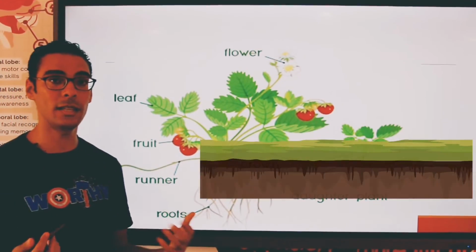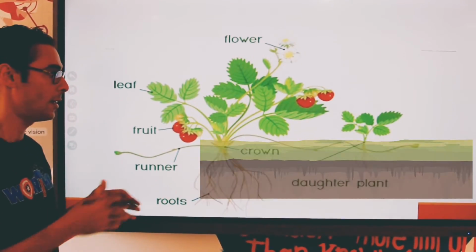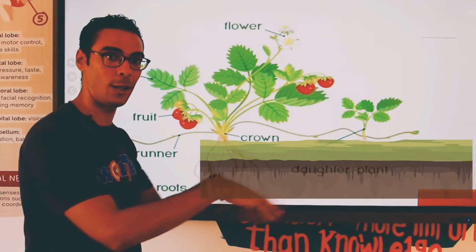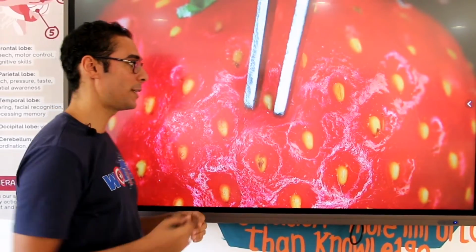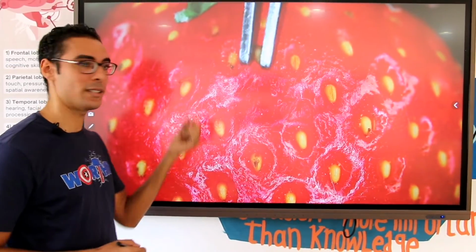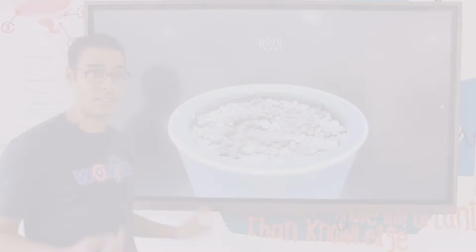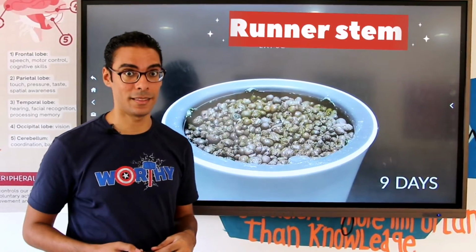This is why it's known as runners. It seems like they are running stems along the soil or over ground. Let's watch how this happens. In front of you right now, a strawberry fruit. We're going to pick up one of the seeds of the strawberry. Then this seed is going to be planted in the soil.